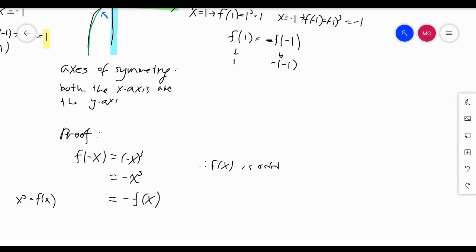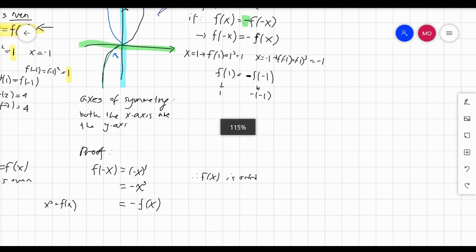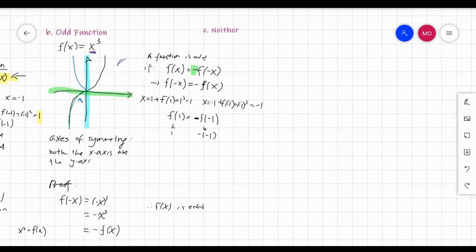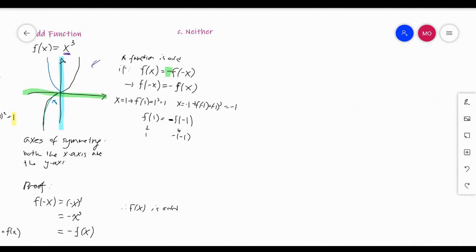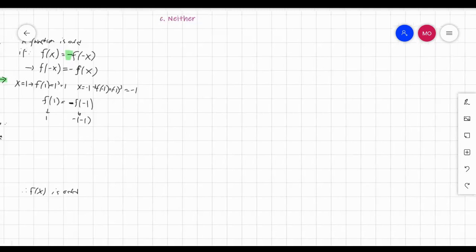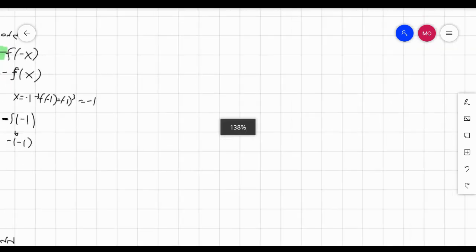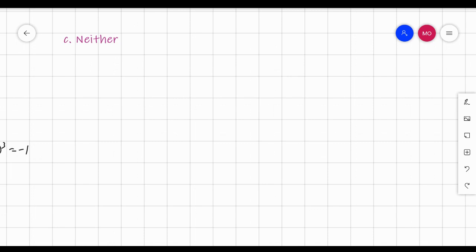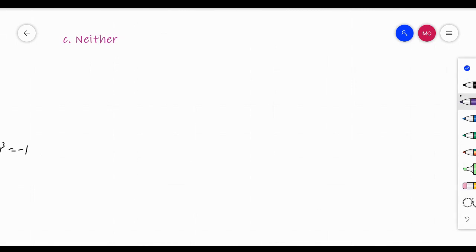There are some functions that are symmetric, but are neither odd nor even. And we have to be careful not to confuse them. So I'm just going to give you a couple of examples of functions that are neither odd nor even.